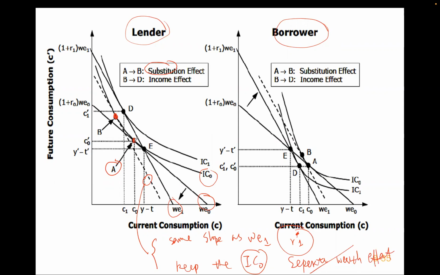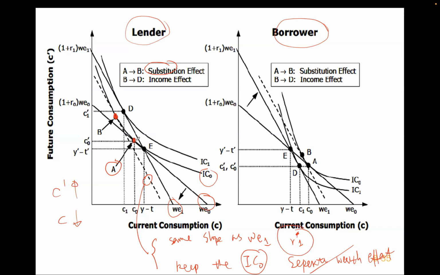And how does the substitution effect show up? Because the interest rate increases, future goods become relatively cheaper, and then you're going to increase C prime and reduce C. Hence, you move from A to B. So A to B, that's the substitution effect.